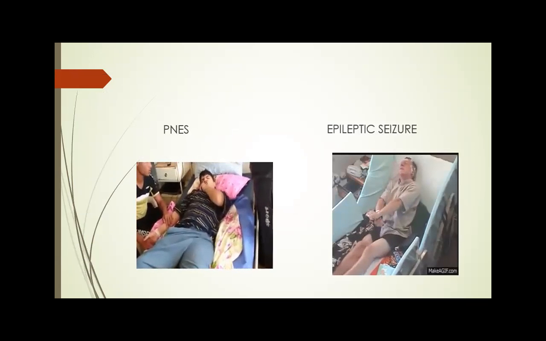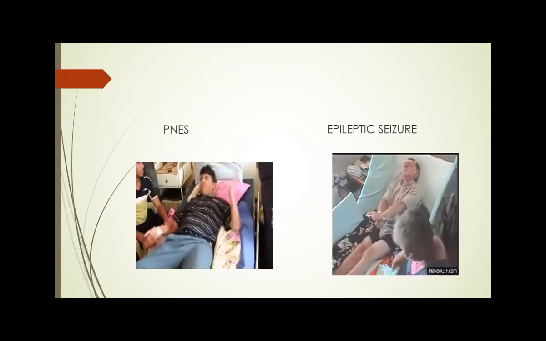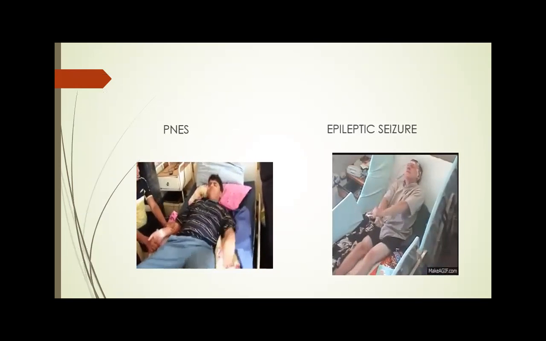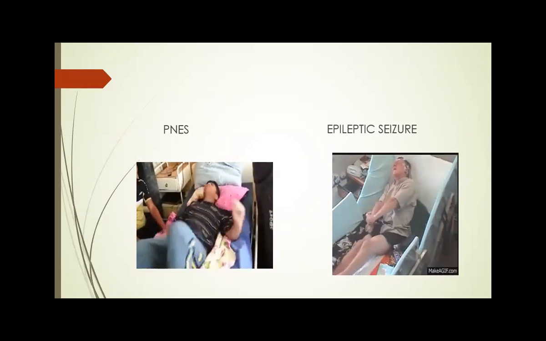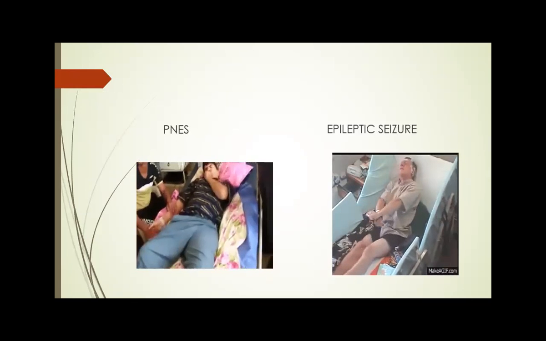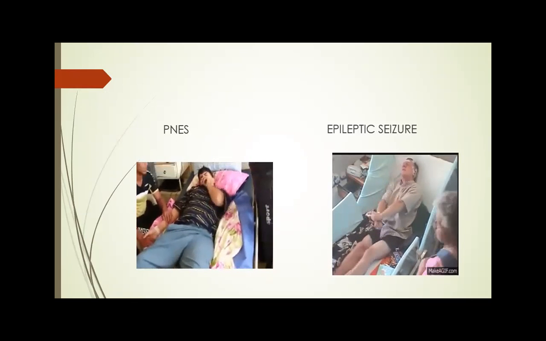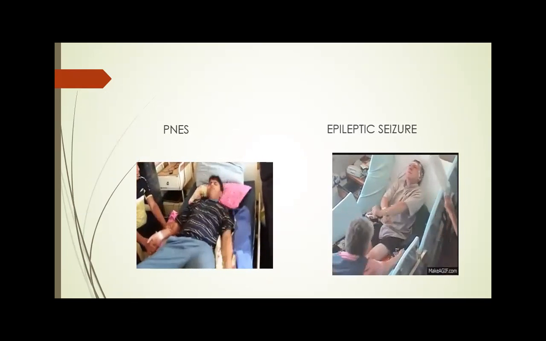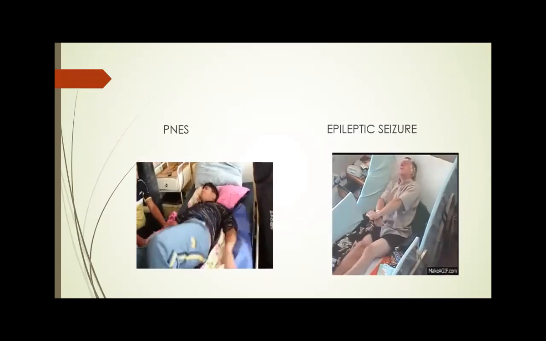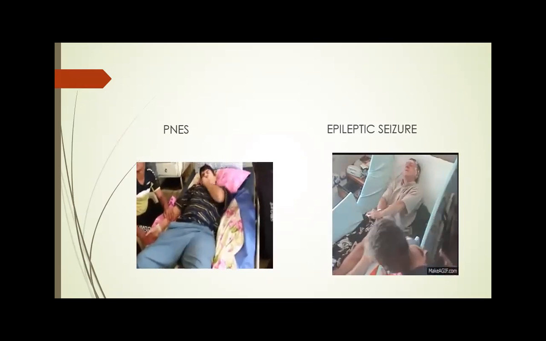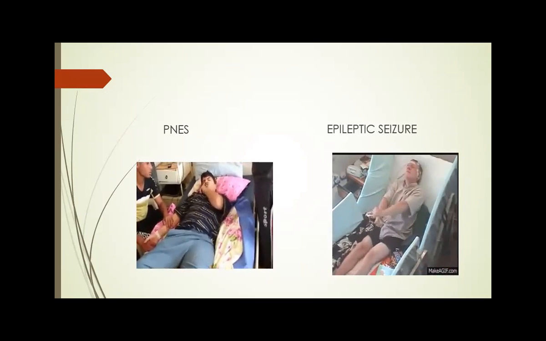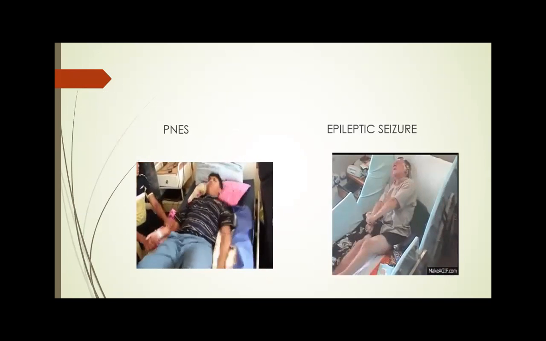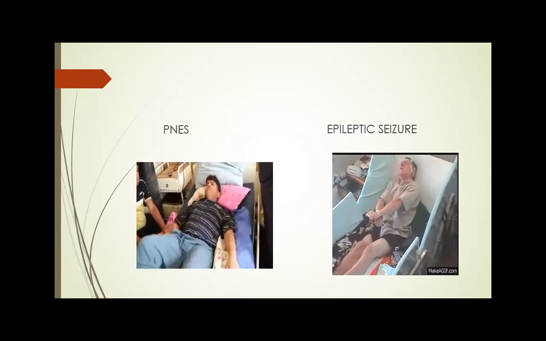Now, these are the differences. On the left hand side, we can see the PNES, and on the right hand side, there is an epileptic seizure. As we can see in PNES, the person is moving his whole body. The trunk is moving, pelvic thrusting is seen, and hand movements are not corresponding to the seizure. But on the right hand side, the person is going through an attack of GTCS. Here we can see tonic attacks of the GTCS.